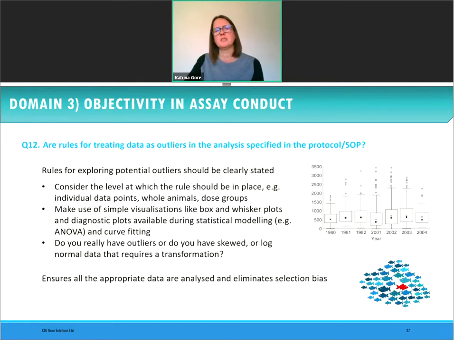But make use of simple visualizations like box and whisker plots. My pet peeves are bar charts. Move to box and whisker plots. Also use diagnostic plots that you can get through statistical modeling methods like analysis of variance and curve fitting. Also consider, do you really have lots of outliers, or do you actually have skewed or log normal data that requires a transformation? There's an example of that on the right-hand side of this slide.